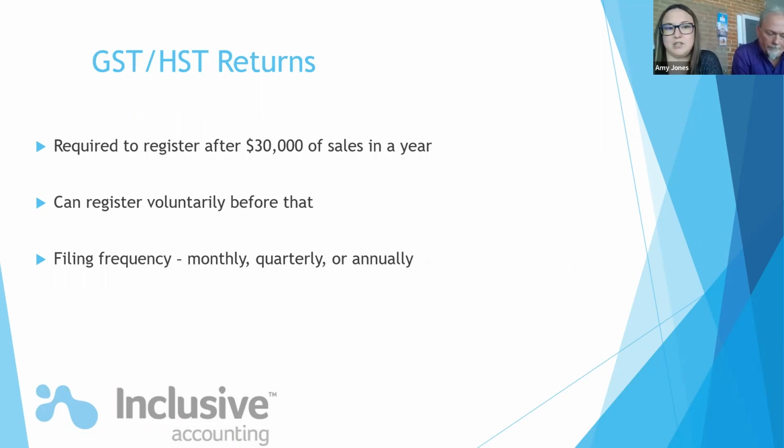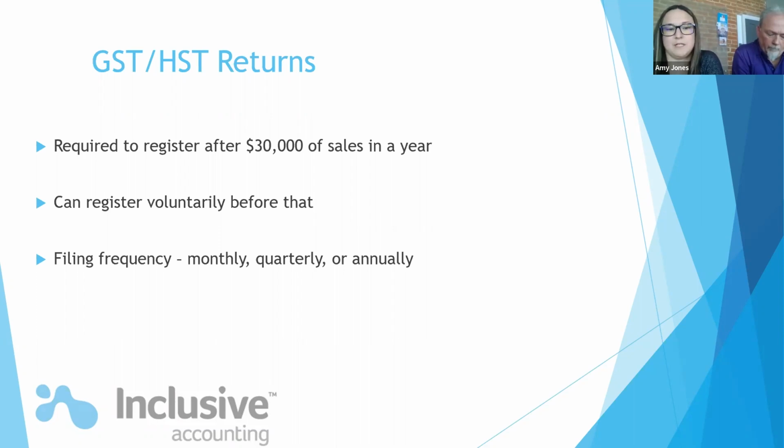So next is your HST returns. You are required to register after you've hit $30,000 or more in sales in a year. If you have not hit that $30,000 in sales, then you have the option to register for an HST number, which allows you to recover your ITCs, but you do have to charge HST as well. But you can voluntarily register if you're not at $30,000.